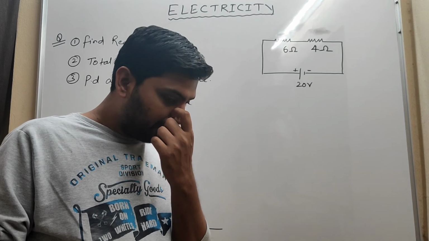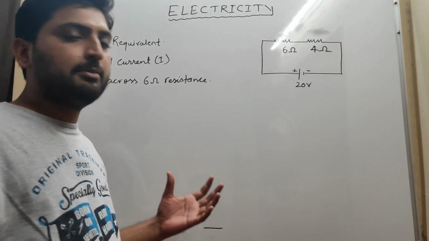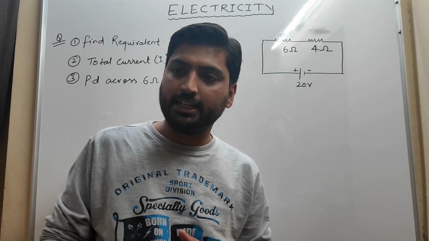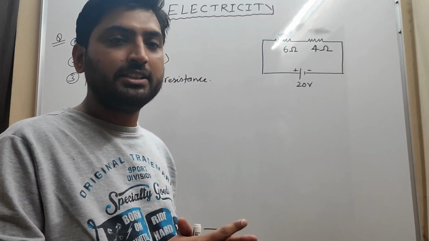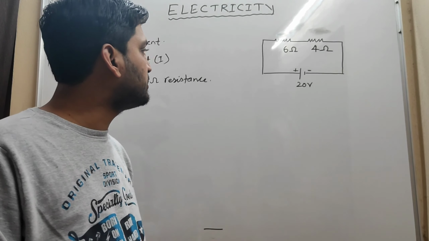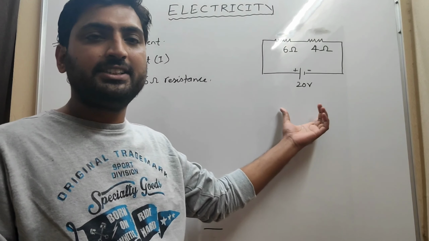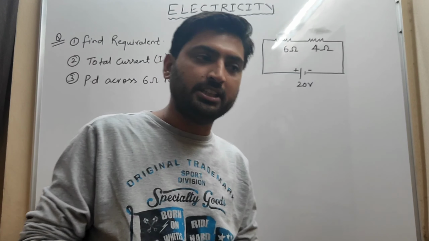In the previous lecture, we have studied about electric power and the heating effect of electric current. So the theory part of this electricity chapter has already been done. Today we are going to discuss numericals based on combination of resistances, meaning parallel connection and series connection.